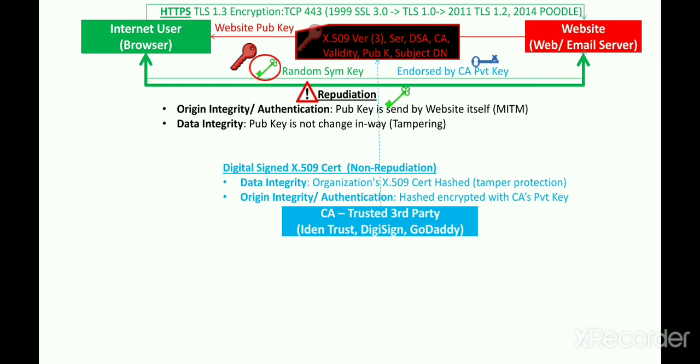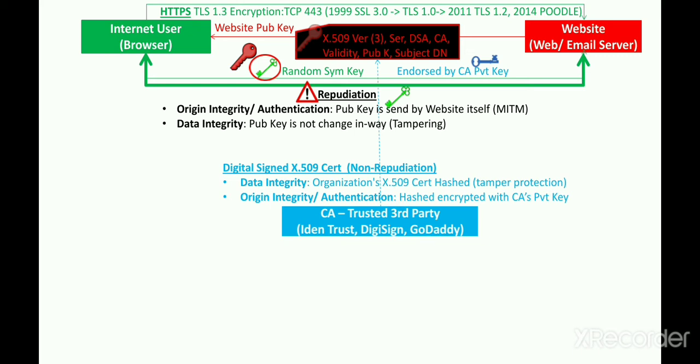Then the validity of this certificate, that is the exact date and time up to which this certificate is valid, and then the public key of the website, and the identity or the name of the website or the web server. This name is known as the DN or distinguished name, which is a unique name in the URL of the website. So this DN identifies the website or the domain. These are the information in the X.509 digital certificate, and this certificate is signed by the certificate authority.